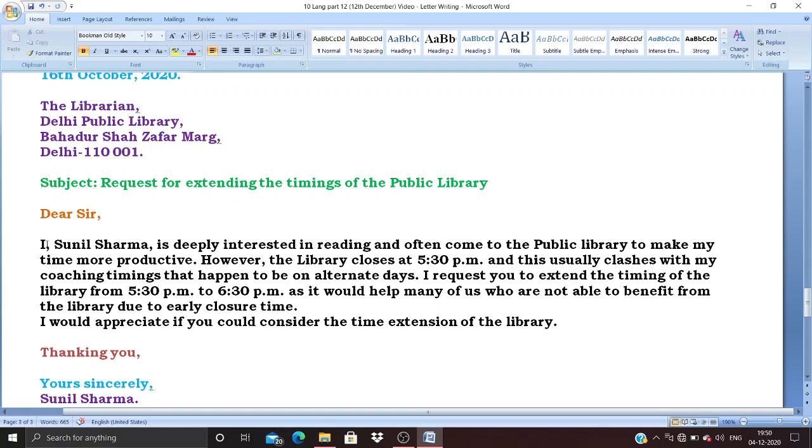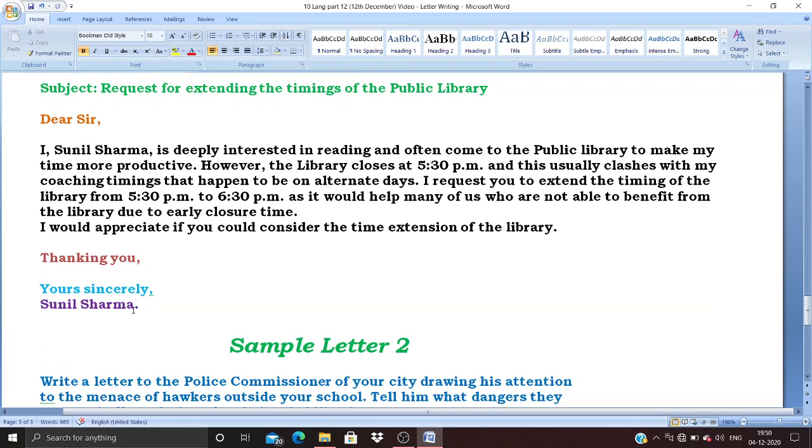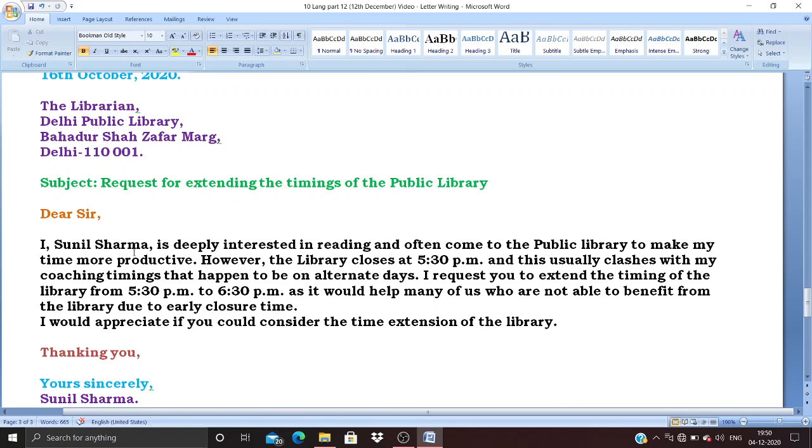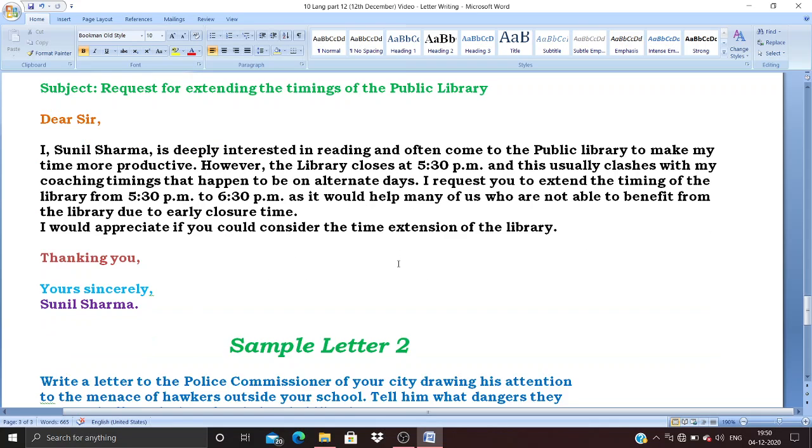Besides, the opening sentence always hits the topic. You are Sunil Sharma. So, I, Sunil Sharma, am deeply interested in reading and often come to the public library to make my time more productive, etc. You write. At the end, I would appreciate if you could consider the time extension of the library.